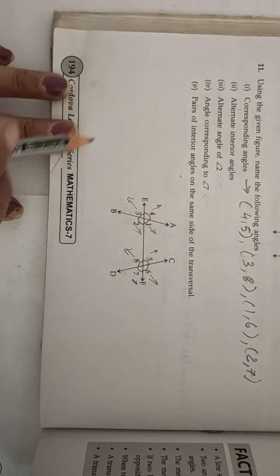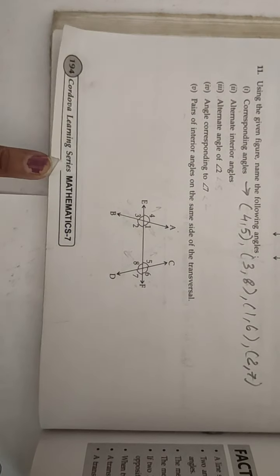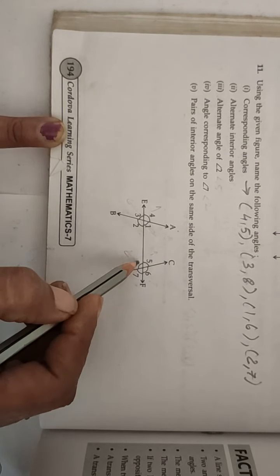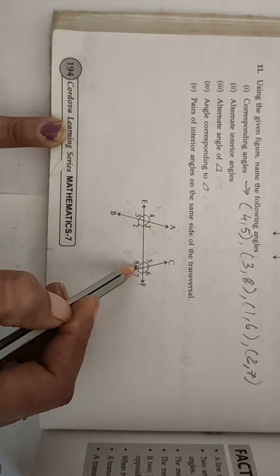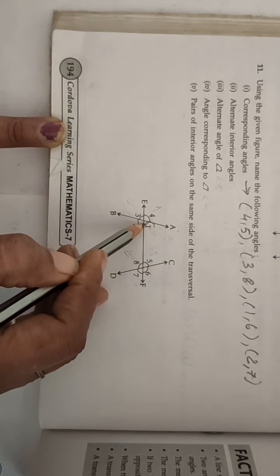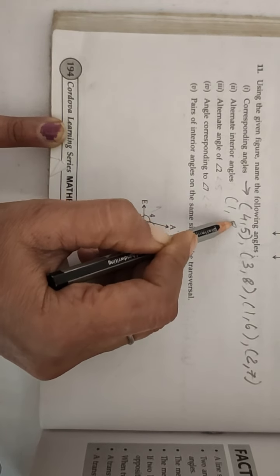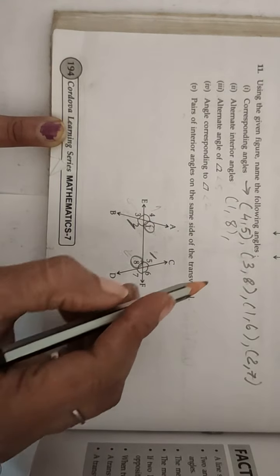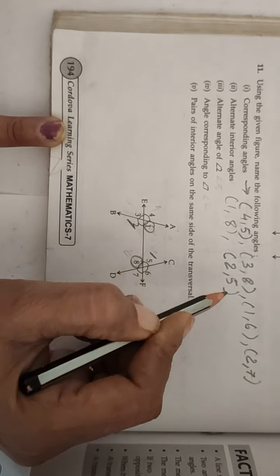Now you want alternate interior angles. Let's write that. Alternate interiors. These are interior angles, alternate. 1 we will take, 2 we will skip, and 8 we will take. So 1 and 8. 1 with 8. Okay, so 1, 8. And this 2 and 5. Okay, these are the pairs of alternate interior angles.